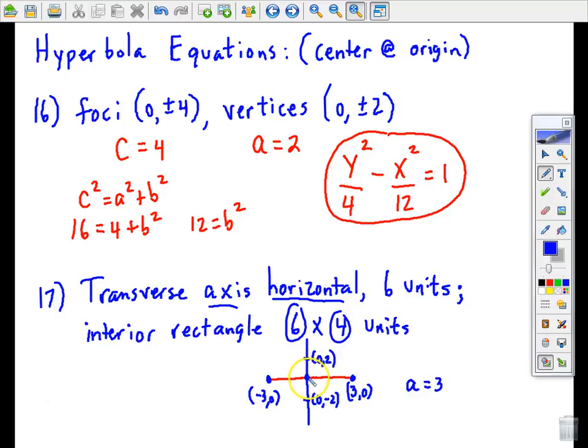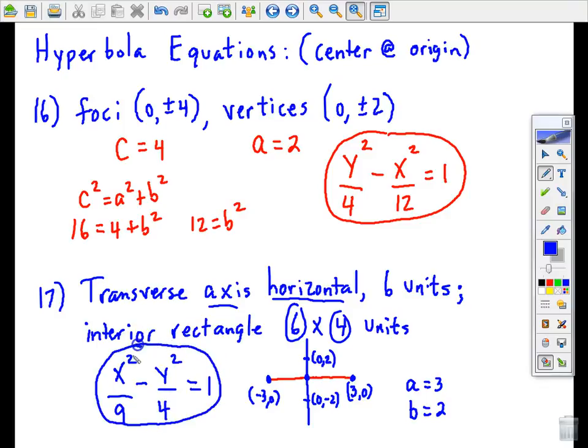And the other distance from the center to the other side of the rectangle, we call that b. b is 2. Okay, so this is going to be pretty easy to do. Since the transverse axis is horizontal, then x squared will come before y squared. And now it's just a matter of putting a squared as the first denominator. a squared is 9, and b squared is 4. And that's my answer. Not too bad.